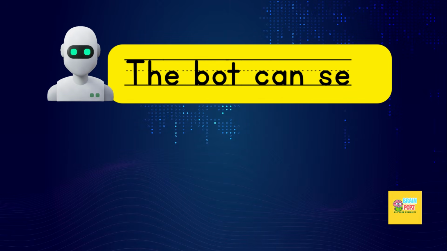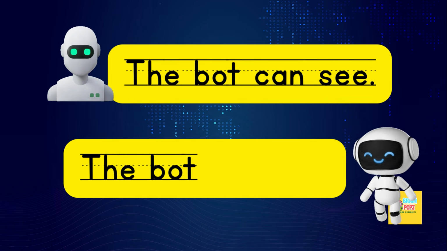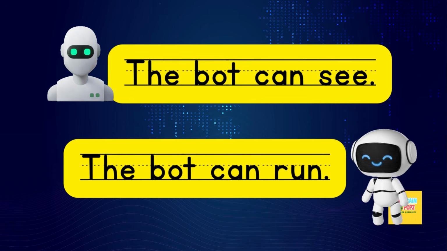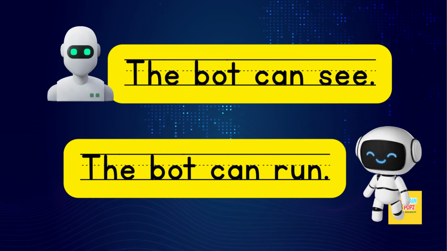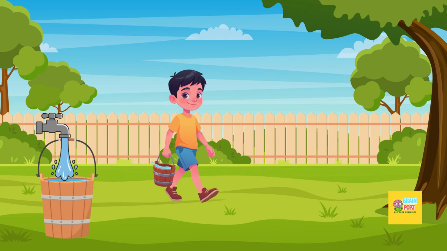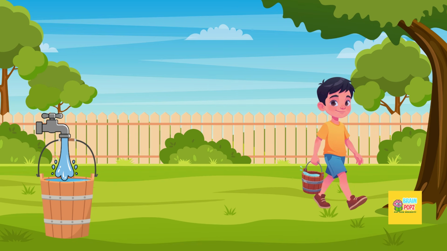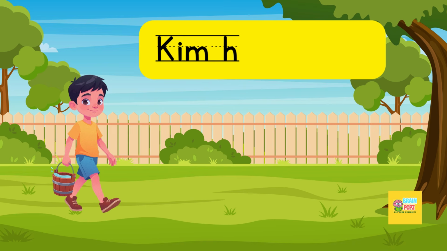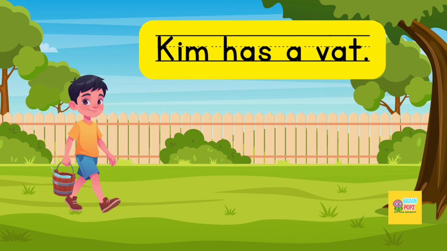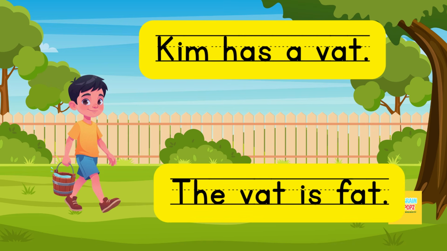The bot can see. The bot can run. Kim has a vat. The vat is fat.